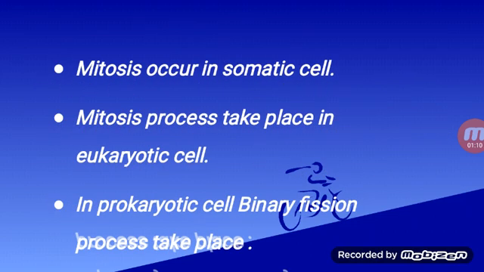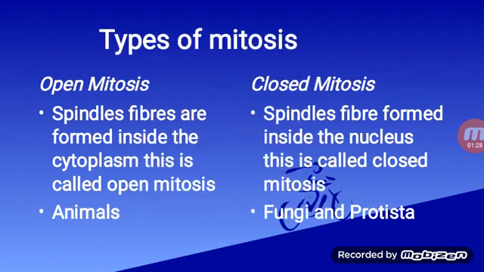Here are some of the most important points related to the mitosis process. Mitosis occurs in somatic cells. The mitosis process takes place in eukaryotic cells. But in prokaryotic cells, the binary fission process takes place. The mitosis process does not take place.